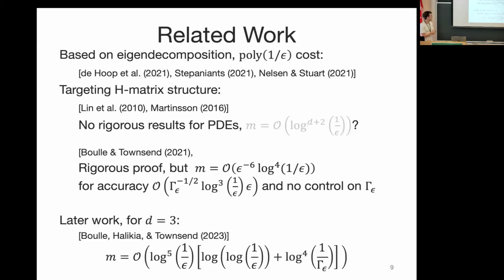I also want to point out that after our work, they were able to improve this to remove the annoying epsilon to the minus 6 term, and get to a polylogarithmic complexity here, although still involving a gamma epsilon term that is not bounded yet.